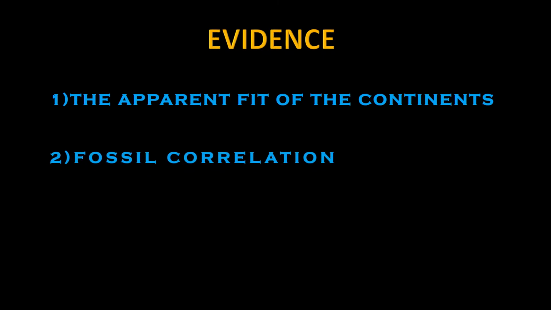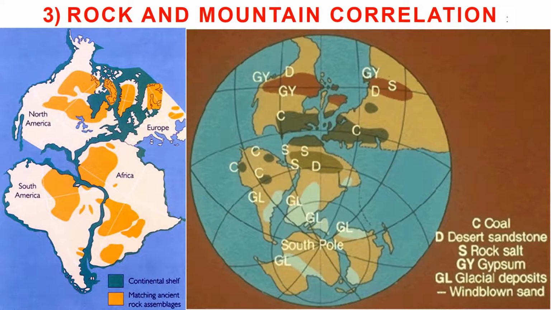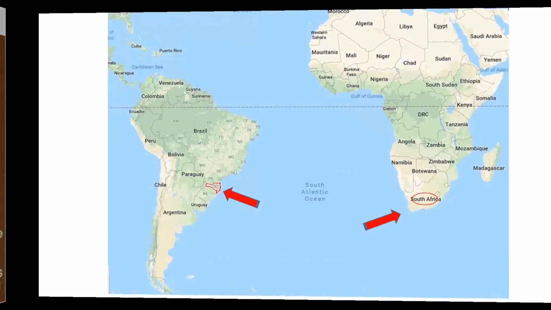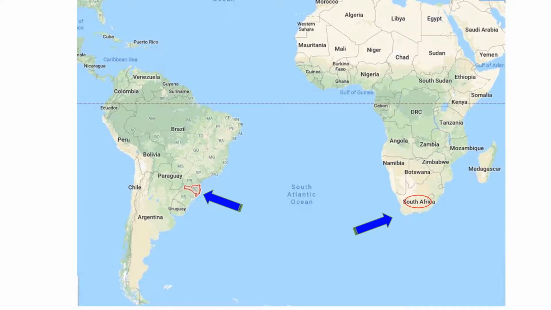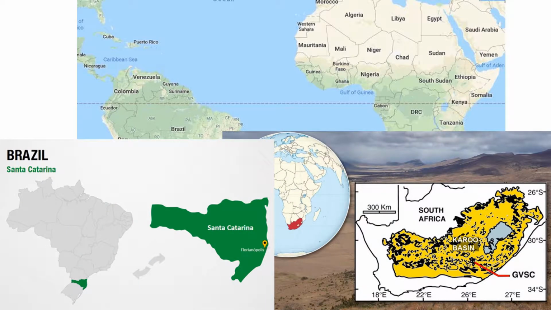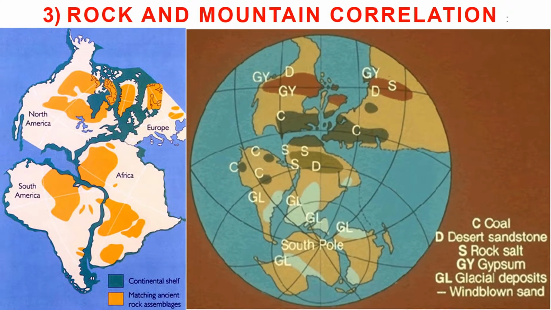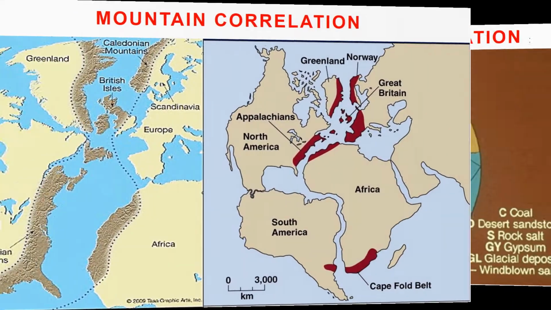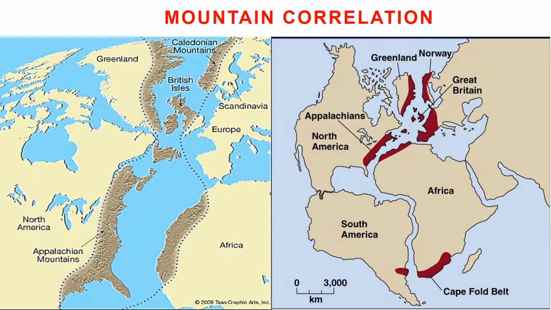Wegener found matching rocks of the same type and age across different continents, as you can see on the map. The familiar rock strata of the Karoo system of South Africa matched correctly with the Santa Catarina system in Brazil. He thought that the rocks formed side by side and then drifted apart and separated. Wegener also matched up mountain ranges across the Atlantic Ocean. The Appalachian Mountains of eastern North America were just like mountain ranges in eastern Greenland, Ireland, Great Britain, the Scottish Highlands and Norway, and the Brazil and Ghana mountain ranges agreeing over the Atlantic Ocean.